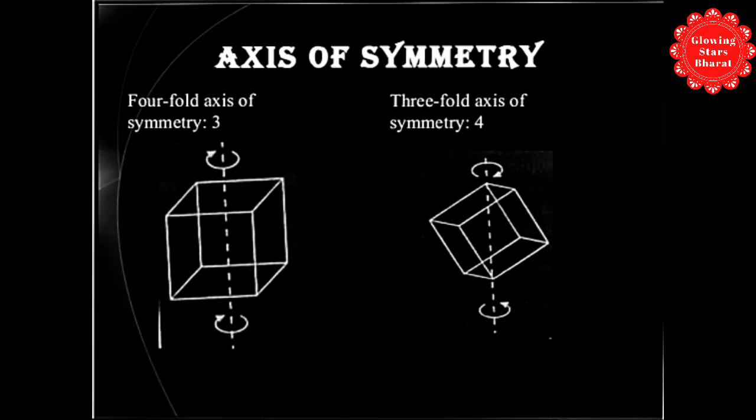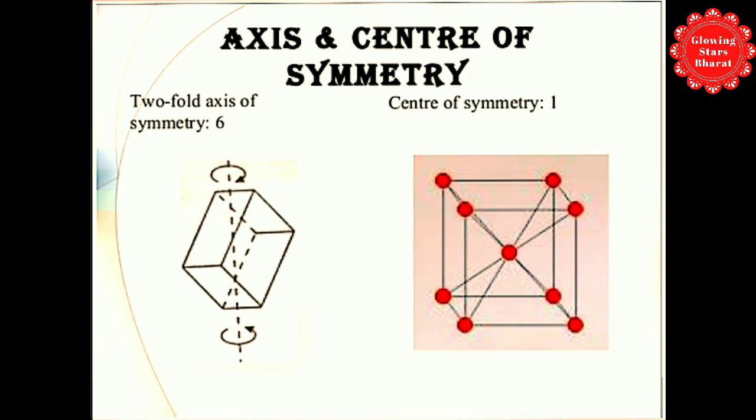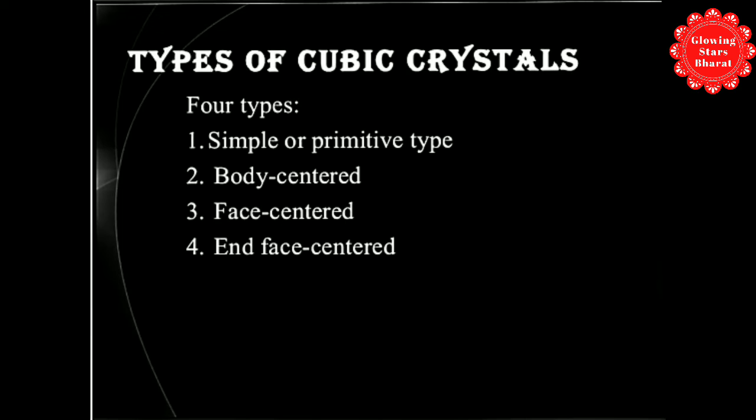Next is types of cubic crystal. Dear students, 4 types of cubic crystal. First, simple or primitive type. Second, body centered. Third, face centered. And fourth, end face centered. See the figure. Simple or primitive type, body centered. Third is face centered cell. And fourth is end face centered cell.